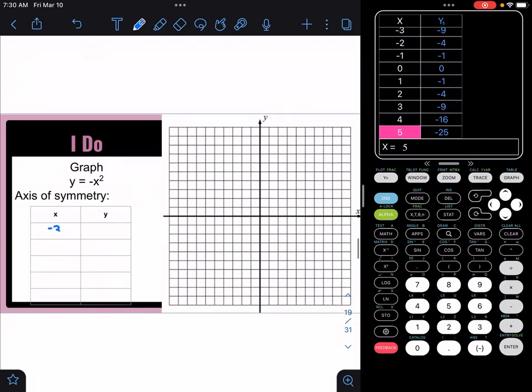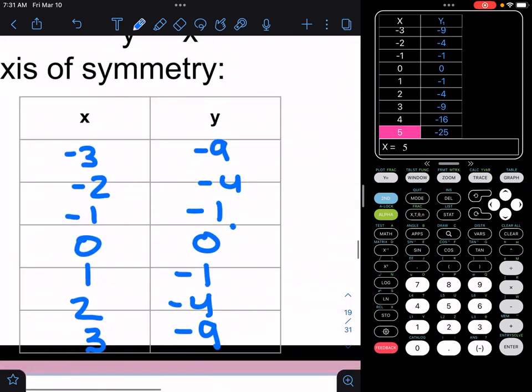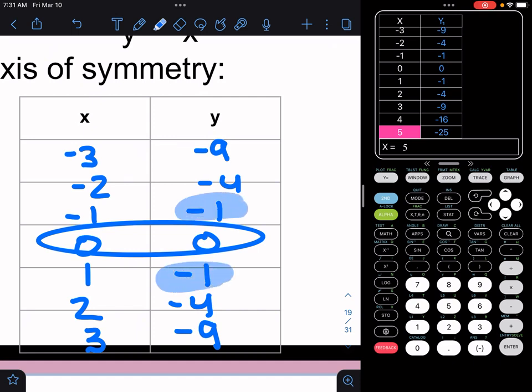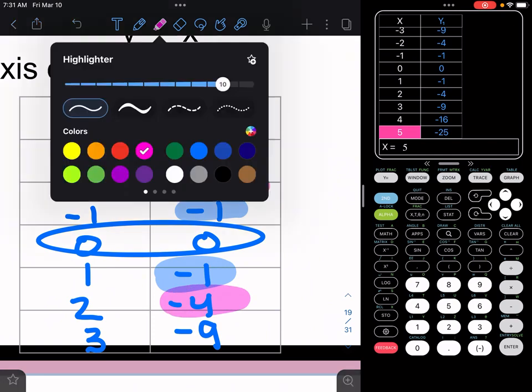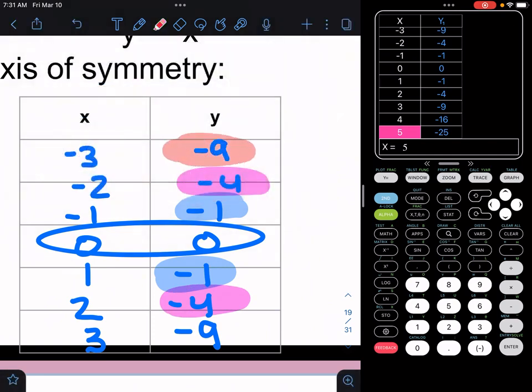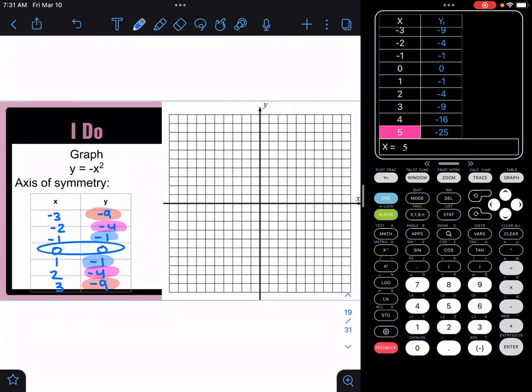negative 3, negative 9; negative 2, negative 4; negative 1, negative 1; 0, 0; 1, negative 1; 2, negative 4; and 3, negative 9. The axis of symmetry is the turning point, where everything else starts to be the same. And if you see, here we have negative 1 is the same as negative 1. Then we have negative 4 is the same as negative 4. And then we have negative 9 is the same as negative 9. So our axis of symmetry here would be x equals 0.